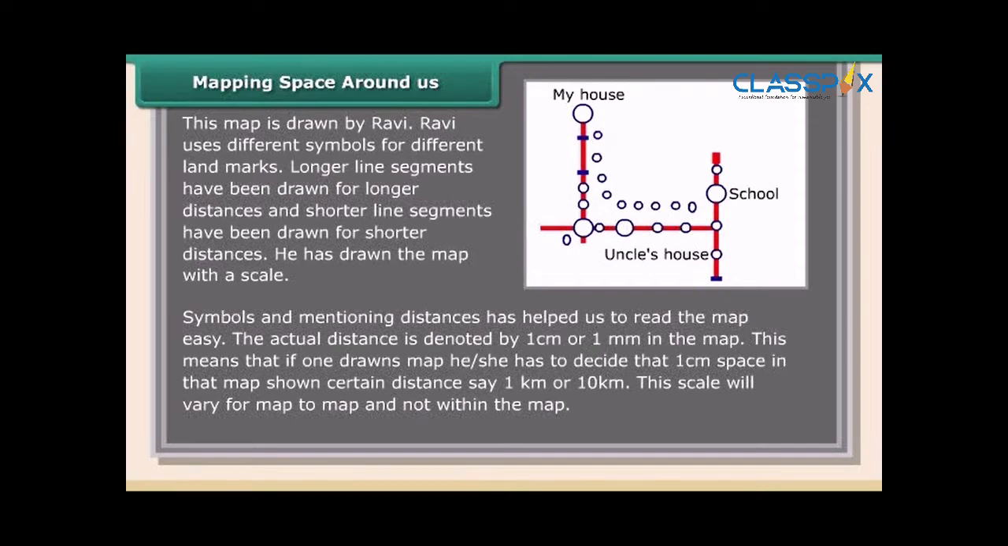The actual distance is denoted by 1 centimeter or 1 mm in the map. This means that if one draws a map, he or she has to decide that 1 centimeter space in that map shows a certain distance, say 1 kilometer or 10 kilometer. This scale will vary from map to map and not within the map.